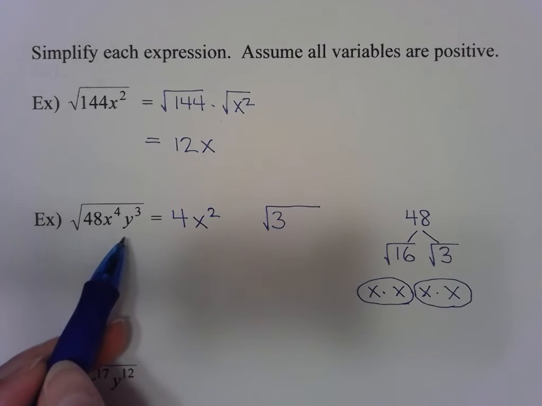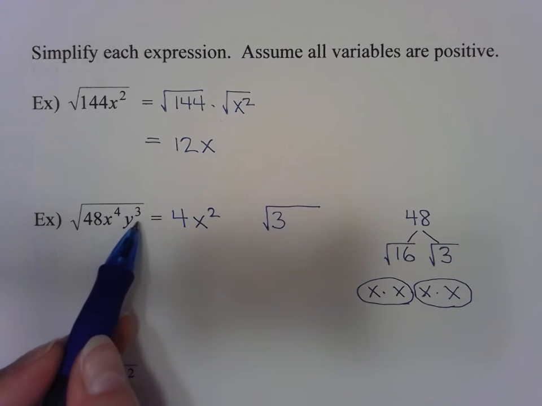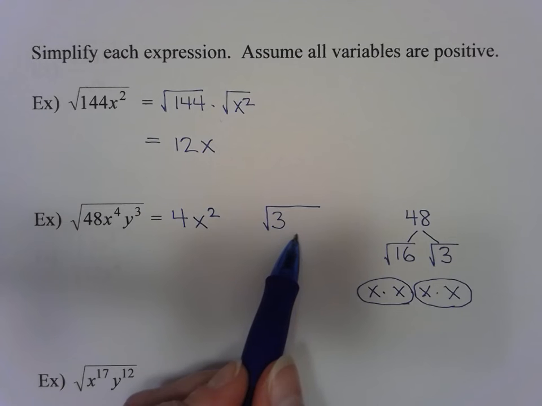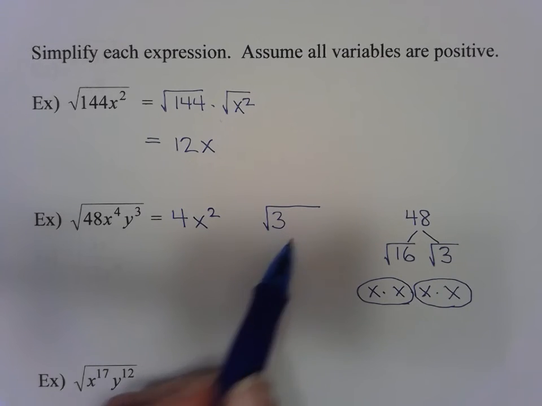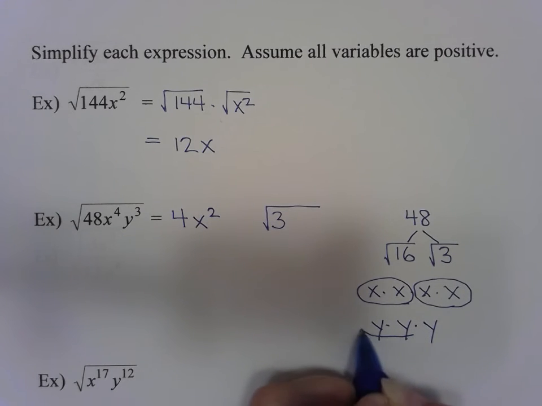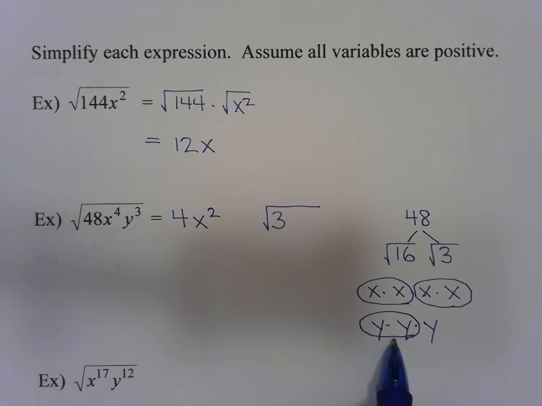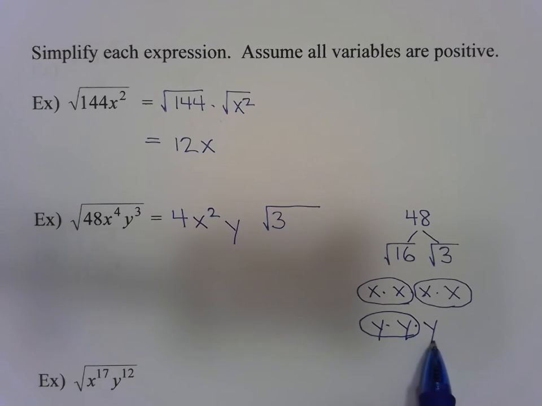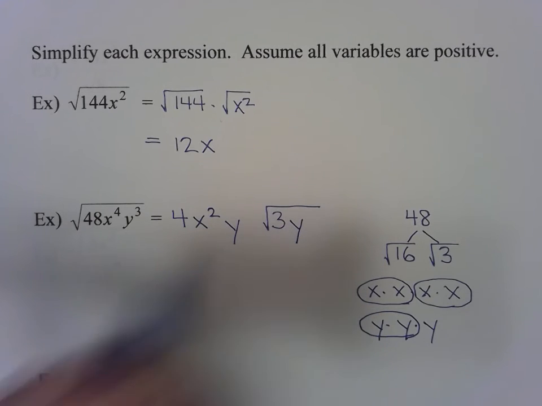Okay, for the y's, I don't have a perfect square here. It's not going to go in evenly. You can think of it in two ways. You can think of dividing the exponent by 2 and using a remainder. It's going to go in one time and have one remainder, and the remainder is going to stay inside the square root. Or you can draw out your 3 y's. When I divide it by 2, it goes in one time. I get one pair, so one y can come out, and I'm left with one extra y that stays inside.